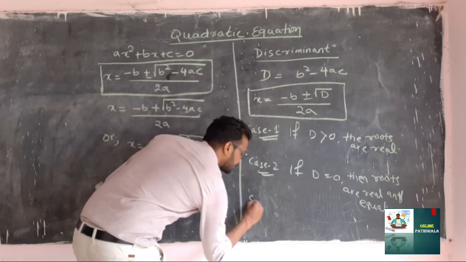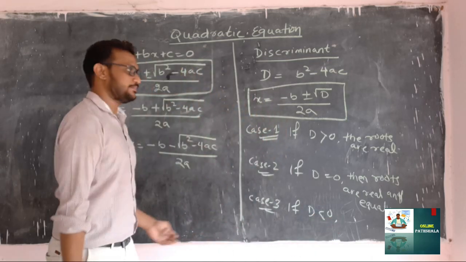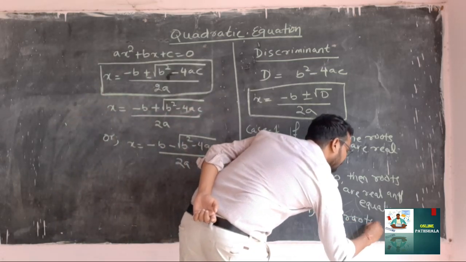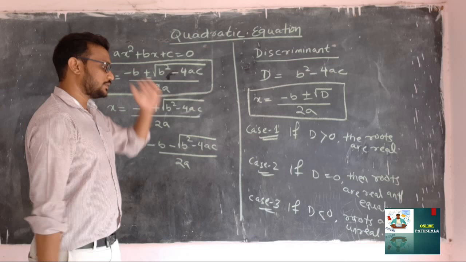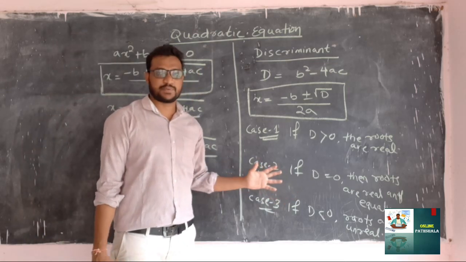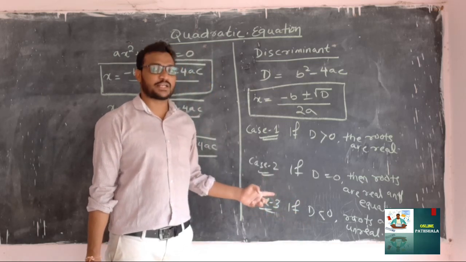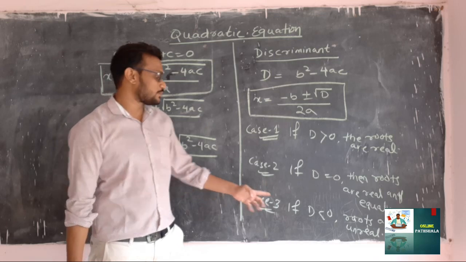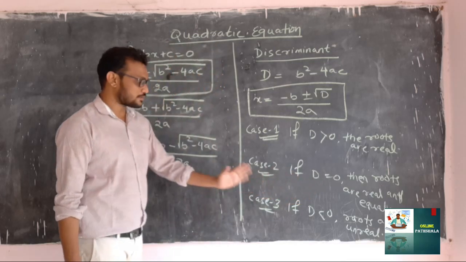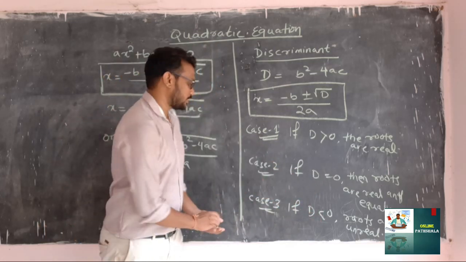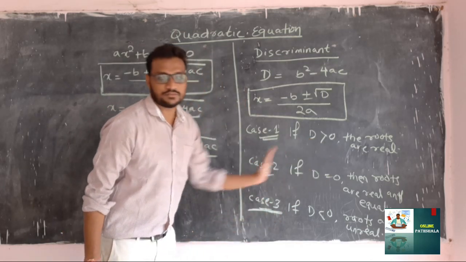And case 3: if D is less than 0, which means it is negative, the roots are unreal. It means we'll not get a specific answer for this. We'll read about it in higher classes. In class 11 there is a chapter named complex numbers, where we will learn about when D is negative. So this is not our part. We are going to learn about D greater than 0 and D equal to 0.